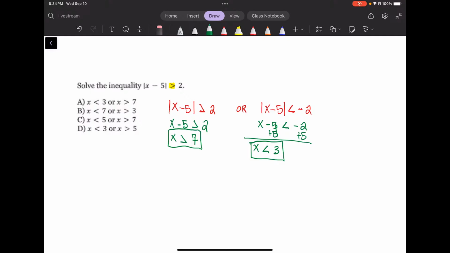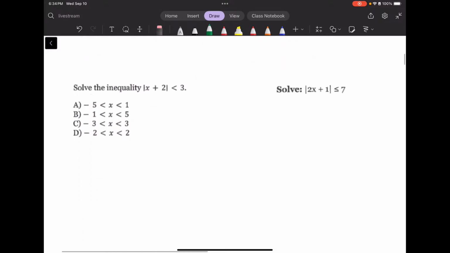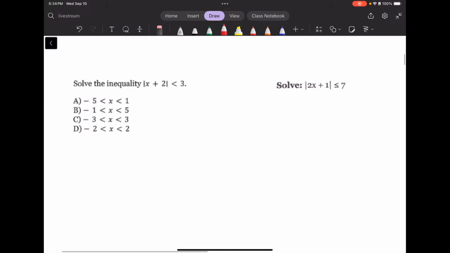Now, the next two problems, this is where students typically struggle, which is the less than. And the reason why they struggle is they kind of forget how to set it up. And I'm going to show you two ways. So the first way is really the simple way, which is just to split the inequalities. So we have the absolute value of 2x plus 1 is less than or equal to 7.